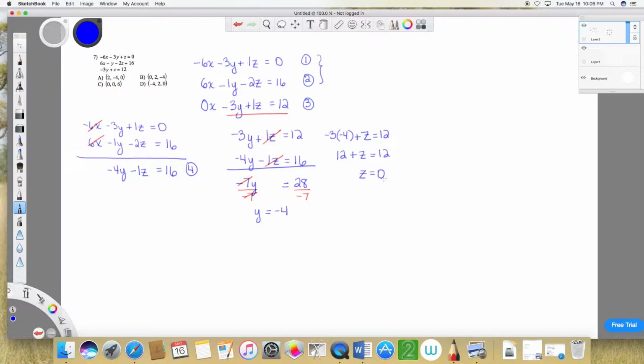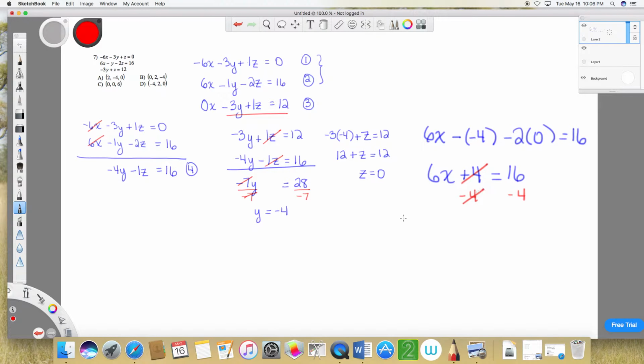Now, I haven't figured out what x is yet, so like I say, let's use equation 2. I've got 6 times x minus y, but I found y to be negative 4. And then minus 2 times z, but we have minus 2 times 0, and that equals 16. So we have 6x plus 4, the double negative there, and this guy is just 0, is equal to 16. So we have what they refer to as a two-step equation. In 2 steps, we'll have our answer.